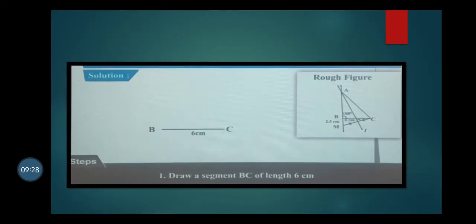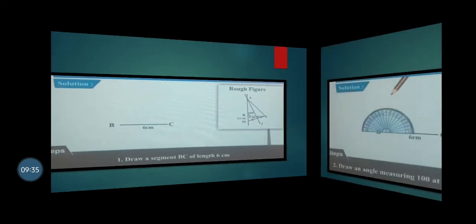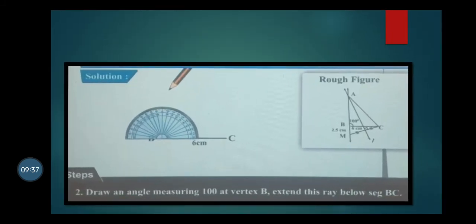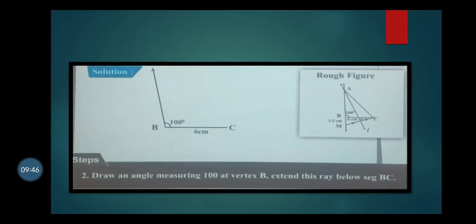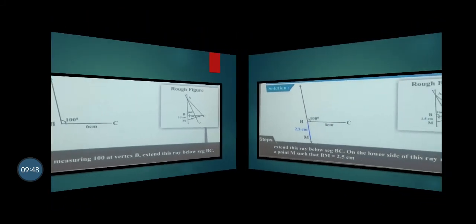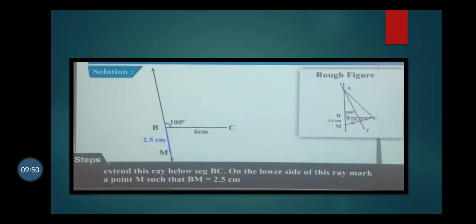Steps for construction. Step number 1. Draw a segment BC of length 6 centimeter. Step number 2. Draw an angle measuring 100 degree at the vertex B. Extend this ray below seg BC. This is the way you will extend the ray. On the lower side of this ray, mark point M such that BM is equal to 2.5 centimeter.